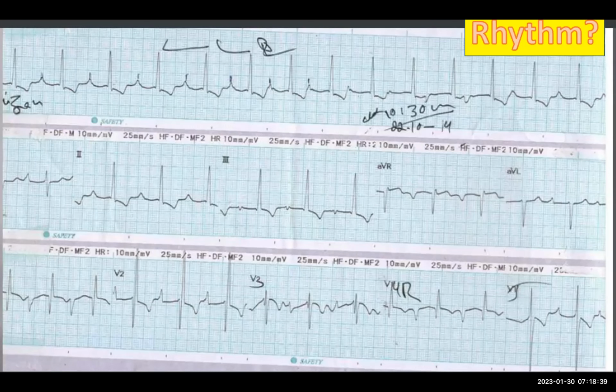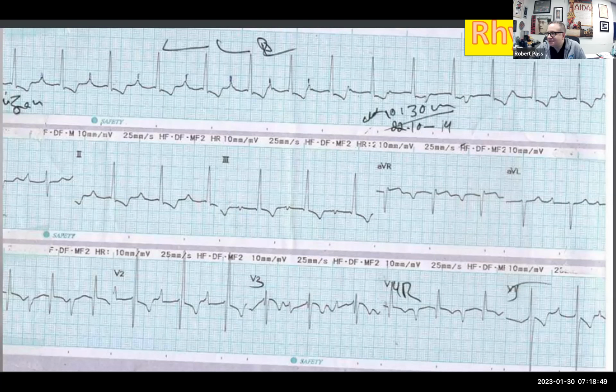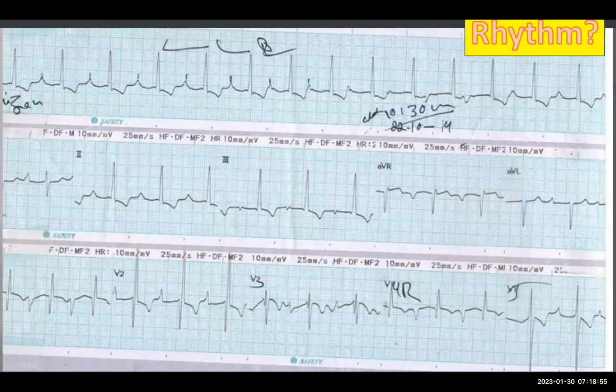But then as you're looking at the top tracing, we're seeing that those dash marks that someone put in for us stop. The rhythm continues. Yeah. And then you're seeing a bit of a change in the P wave morphology initially.